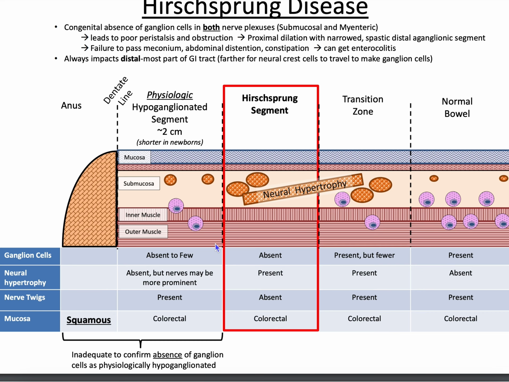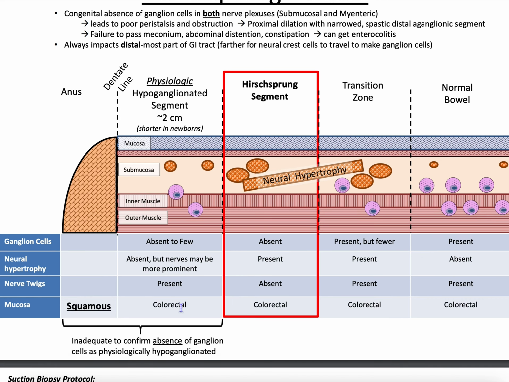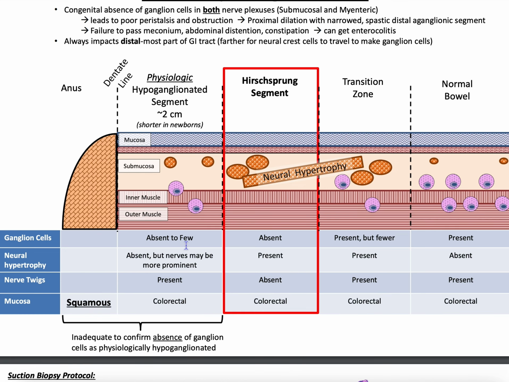In this physiologic hypoganglionic segment, where it's inadequate to confirm the absence of ganglion cells, you'll have, as noted, a few ganglion cells. You'll have absent neural hypertrophy, but nerves may be more prominent. Nerve twigs are present, which are just small branchings of larger nerves. And then in your Hirschsprung segment, as you know, you'll have the aganglionic portion. But not only that, you'll have neural hypertrophy, as you can see here. You'll have absent nerve twigs.